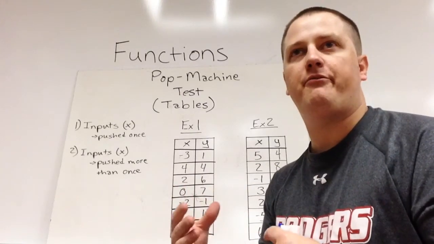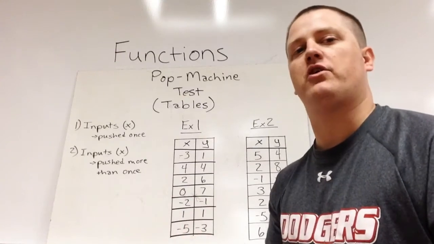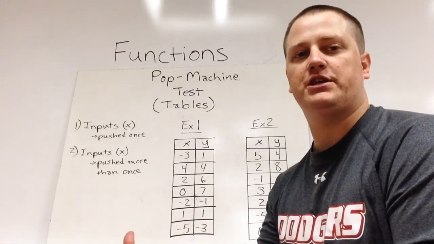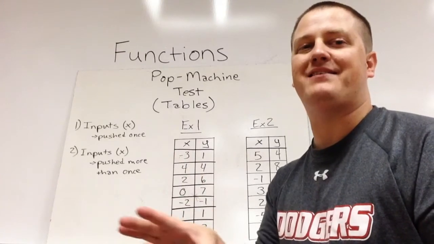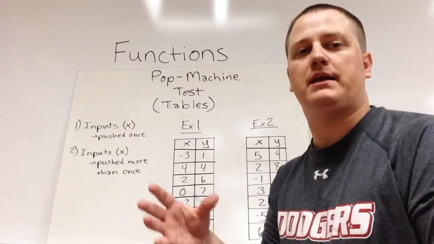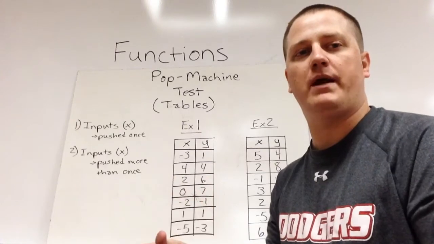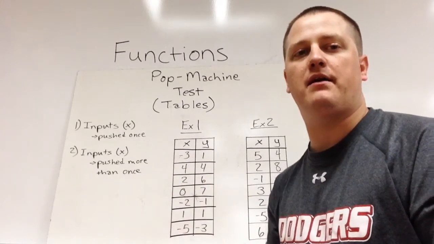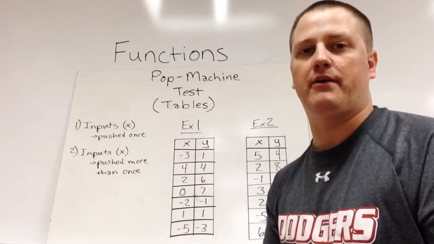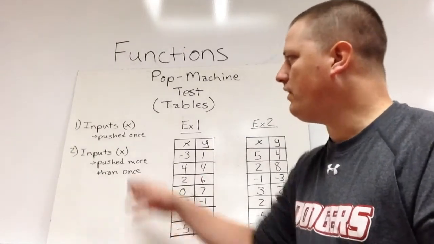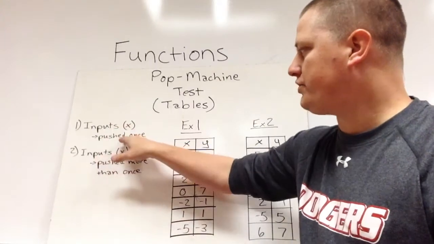So if we're only getting one answer, we say that that is a function. If we're getting multiple answers from the same input, we say that that's not a function. Having one input give us two answers would be like hitting a button of a pop machine twice and getting two different pops. It's not working right.